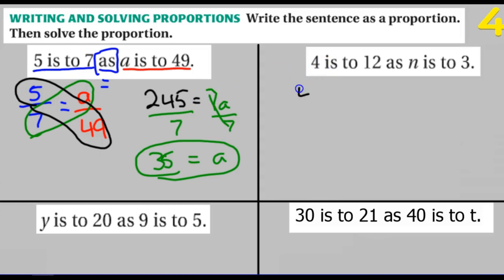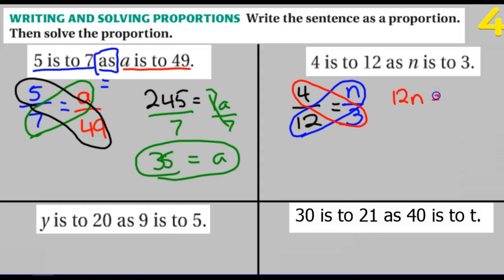Here 4 is to 12, so 4 over 12, as n is to 3, n over 3. We're going to cross multiply these. We get 12n equals 4 times 3, which is 12. Divide by 12, and n equals 1.